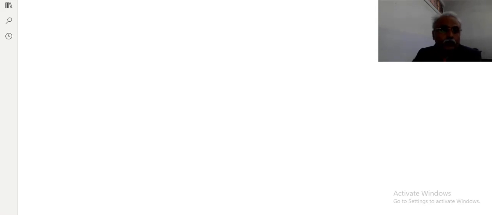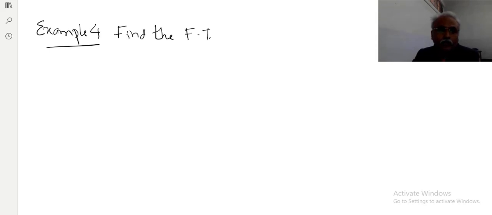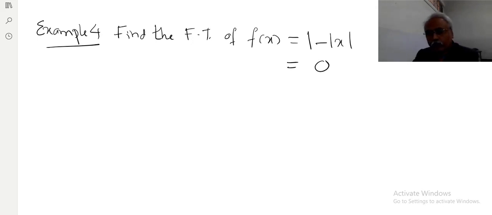So, example number 4. Again, we are finding the Fourier transform of a function f of x which has got 2 parts. One is 1 minus mod x and one is 0. This is under the category of mod x less than or equal to 1.